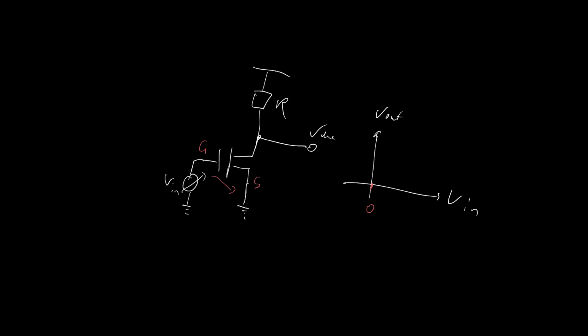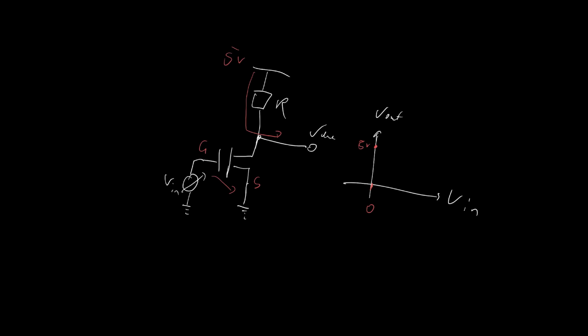If that's the case, that means all the current flows through this resistor here. Nothing goes through the FET. So if we have a 5 volt supply rail here, that means we expect the output is going to be 5 volts if the input is 0 volts.